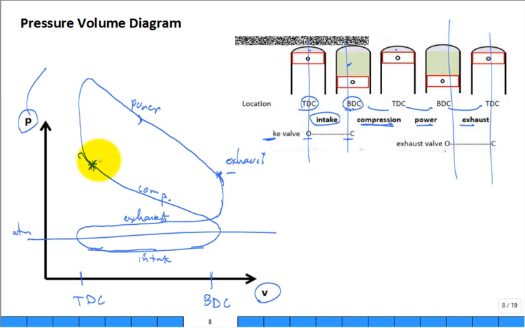Here I'm showing it with spark ignition, and a very rapid combustion. Maybe the combustion's pretty well done. I know it takes more than that to be finished, but diesel fuel is a little different. We'll talk about that later.